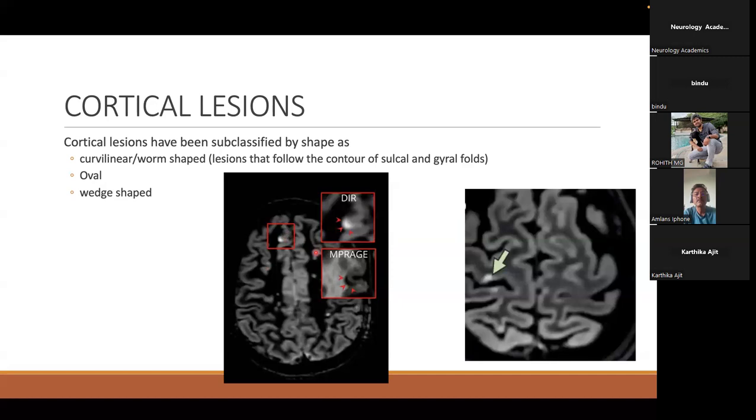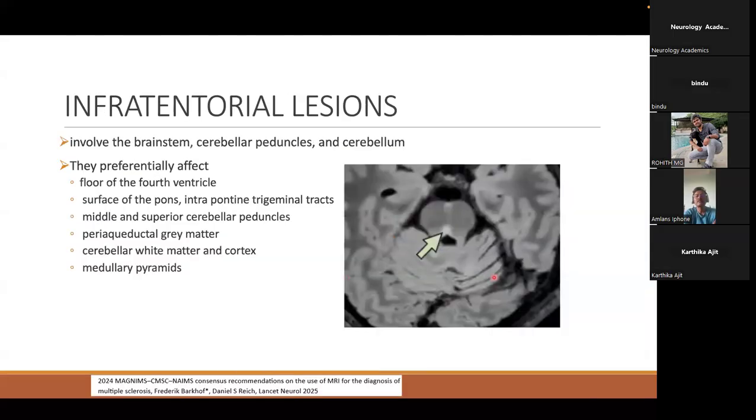And this is a special sequence used to visualize, in which the CSF is very much suppressed to visualize this cortical lesion. Here also we can see small ovoid lesions in the cortex. So coming to the infratentorial lesions, they mainly involve the brainstem, cerebellar peduncles, and cerebellum, and they preferentially affect the floor of the fourth ventricle.